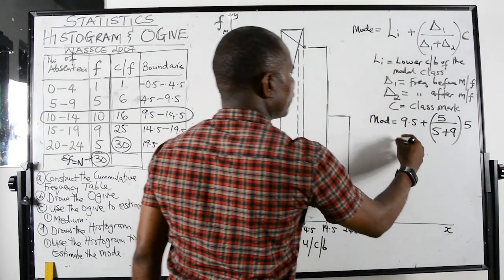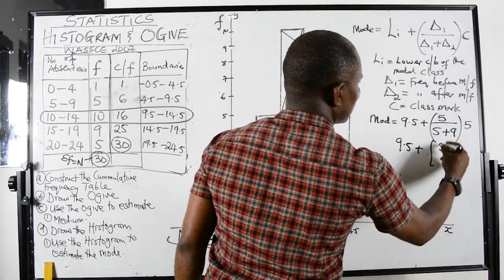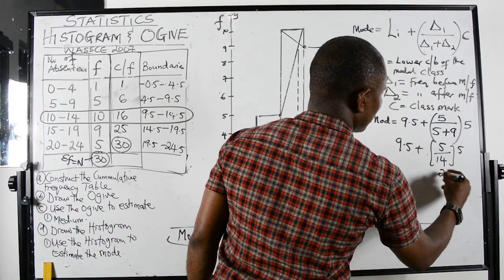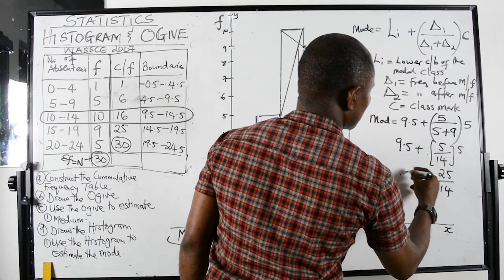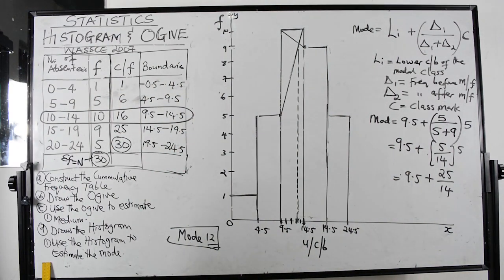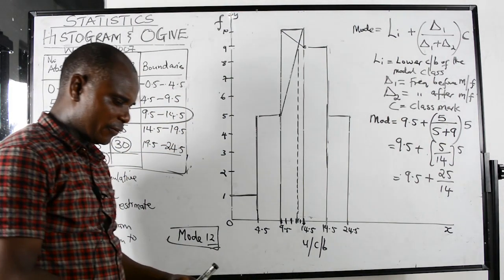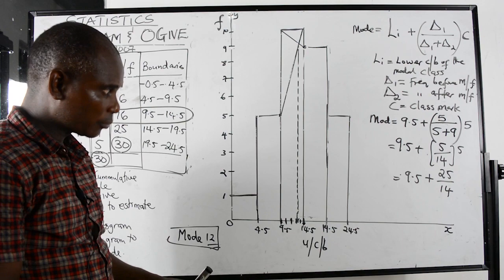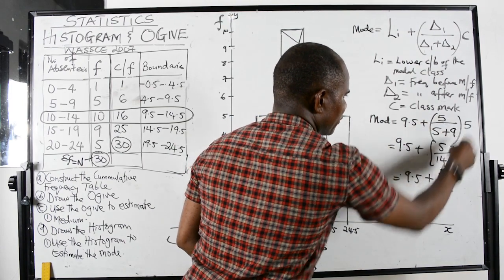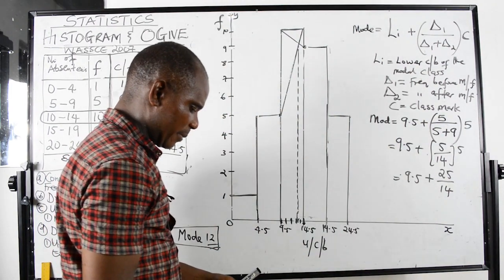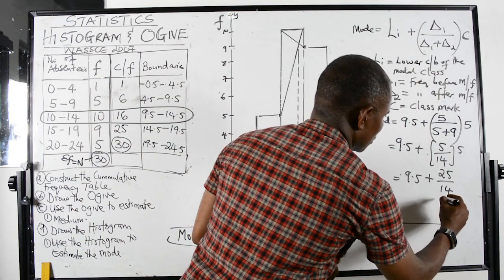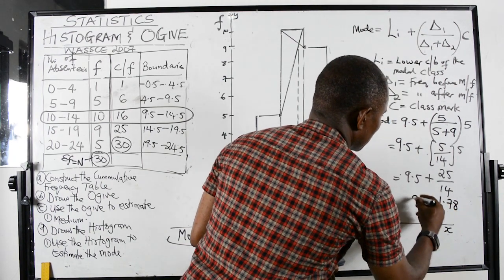So I now have 9.5 plus this guy goes 5 divided by 14, then 5. So I have 25 all over 14, then plus 9.5. So if you now have your calculator, you can punch that with me together. This is 25 divided by 14. You must know how I got the 14. This is 9 plus that gives me 14. This is 5 times 5 is 25. So this divided by that will give me 1.78. So this is 1.78, then plus 9.5.